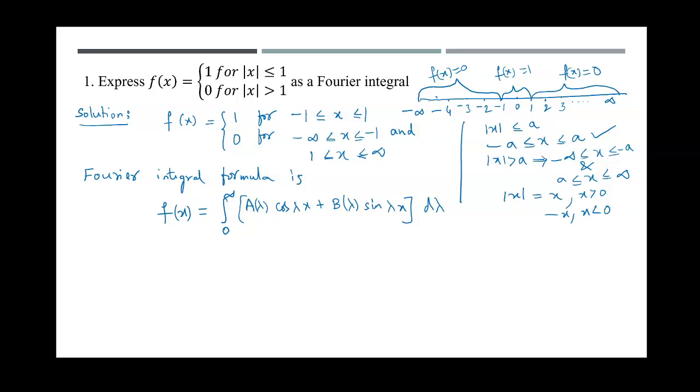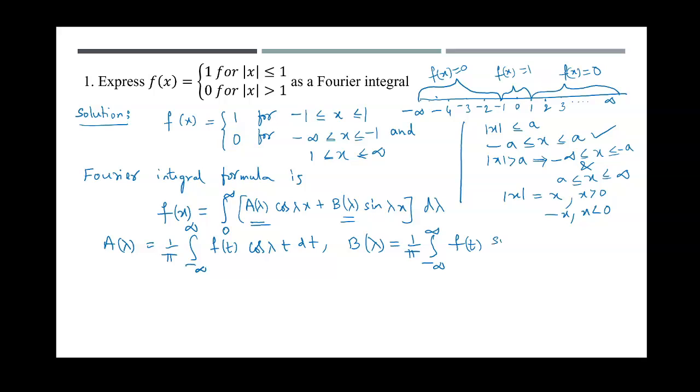So here we have to find a lambda and b lambda first. Here a lambda equal to 1 by pi integral minus infinity to infinity f of t cos lambda t dt and b lambda equal to 1 by pi integral minus infinity to infinity f of t sin lambda t dt. By using these two formulae, first we have to evaluate a lambda, b lambda, then we replace those values in this Fourier integral formula.